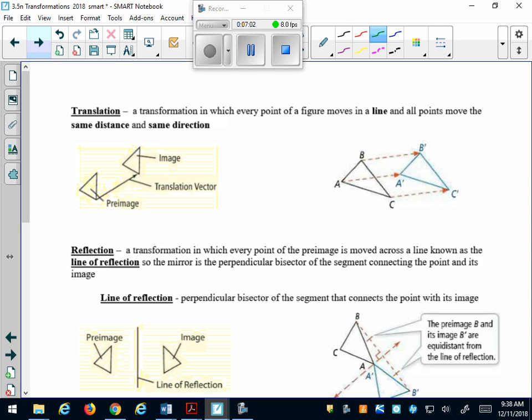A translation is a transformation in which every point of the figure moves in the same direction. They say it moves in a line. This is called the translation vector. It basically shows the direction that all the points are moving in the same direction, and they move the same distance. That's what keeps it rigid.